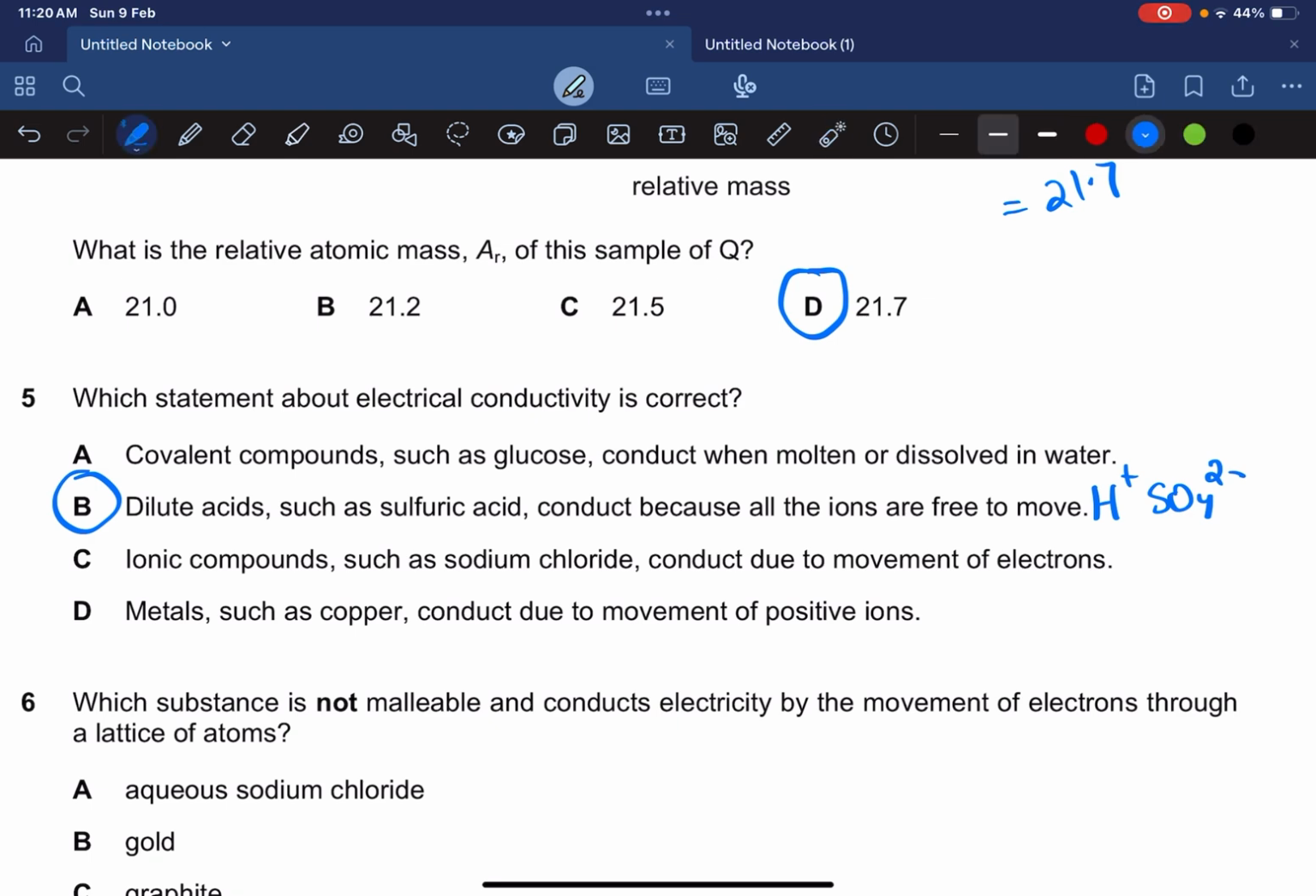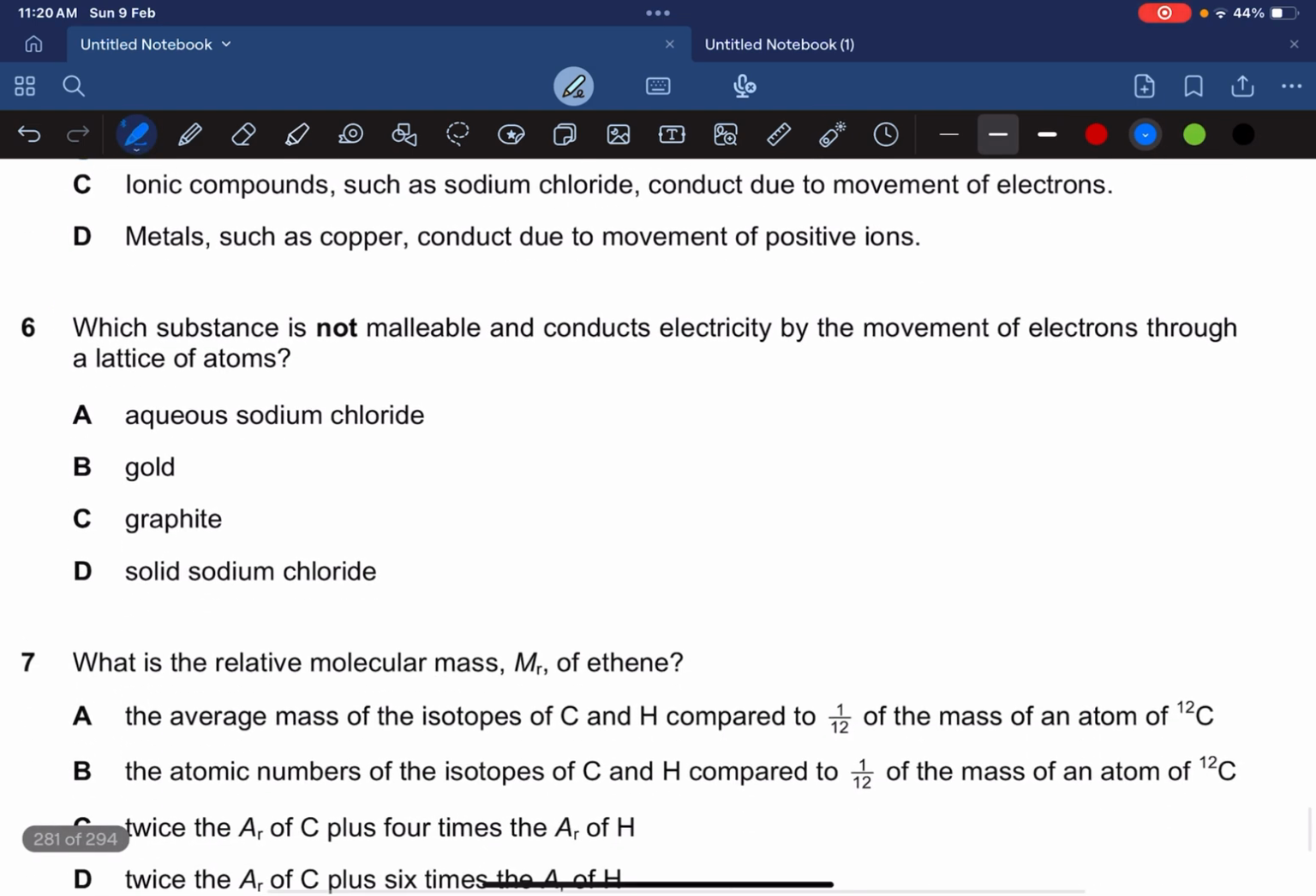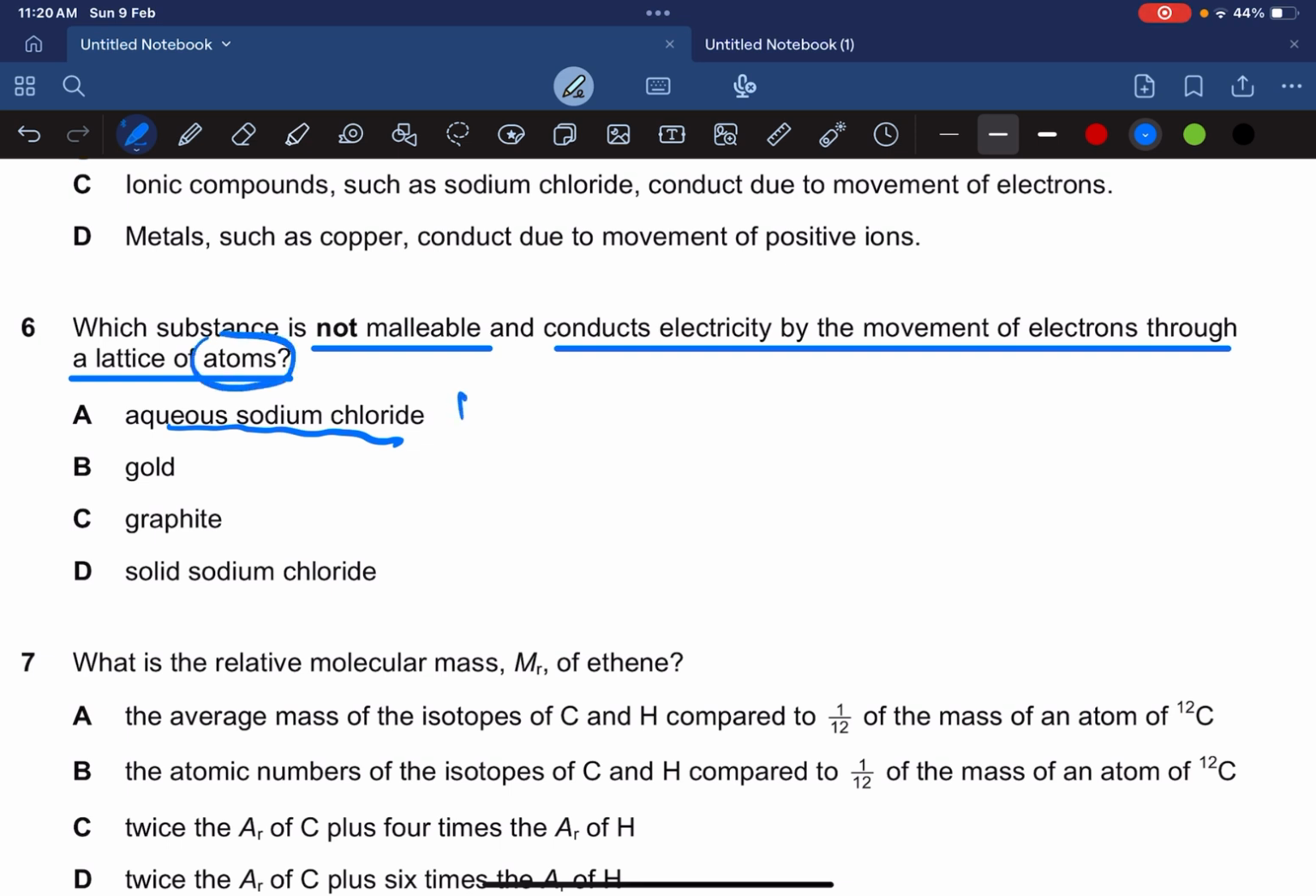Let's move on to MCQ number 6, which says, which substance is not malleable and conducts electricity by the movement of electrons through a lattice of atoms. The first thing is it should not be malleable, and the second thing is it should conduct electricity by the movement of electrons through a lattice of atoms. For sodium chloride there cannot be a lattice of atoms. There has to be a lattice of sodium ions and chloride ions. We have to deal with atoms, not ions, so cross.